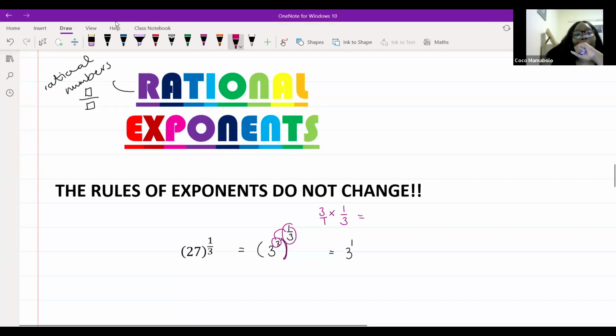Okay? And when I multiply fractions, let's say, for instance, we don't cross cancel. When I multiply fractions, I must multiply the numerator with the numerator and the denominator with the denominator. So 3 times 1 will give me 3 over 1 times 3, which will give me 3. And 3 divided by 3 will just give us 1.